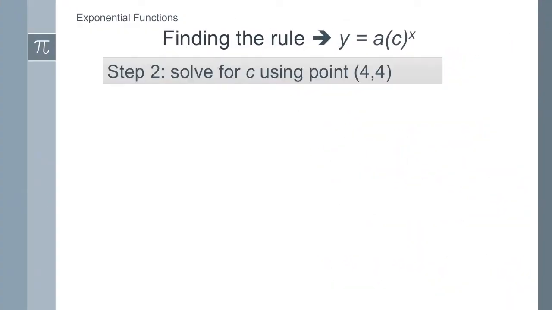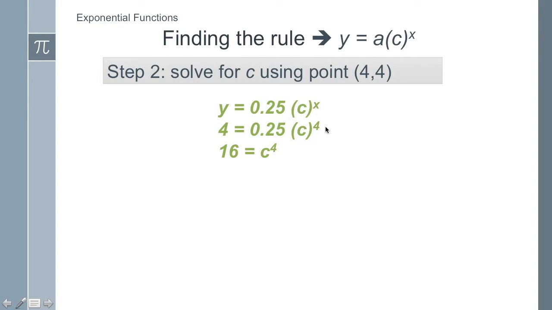Again, we have to solve for c using that point (4, 4). All we have to do is take our function y is equal to 0.25 c to the x and put our coordinates in the equation. So we get 4 is equal to 0.25 c to the 4. Now we want to get the c to the 4 alone because we want to isolate c. So we divide both sides by 0.25 and you should get 16 is equal to c to the 4.